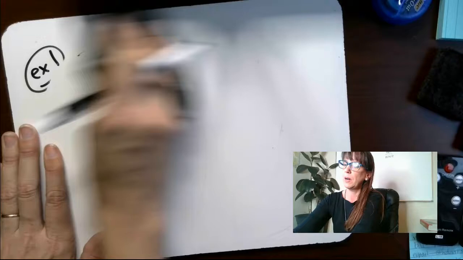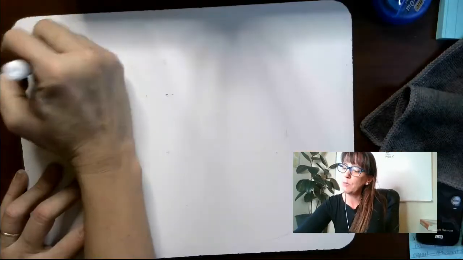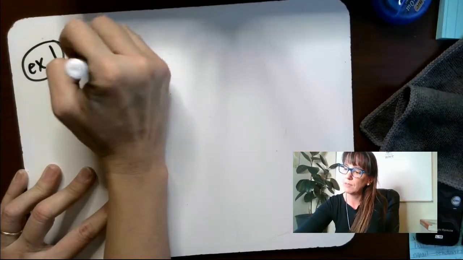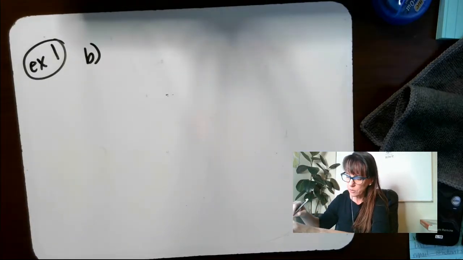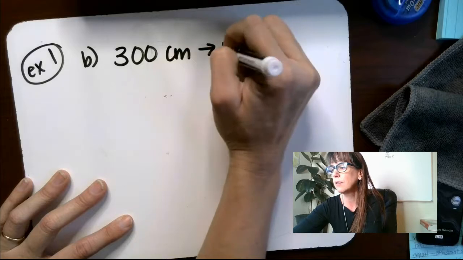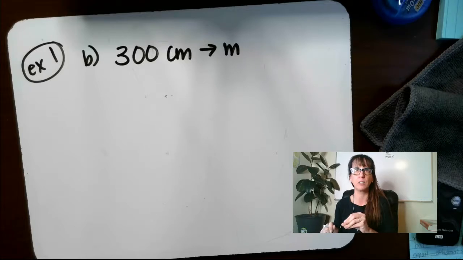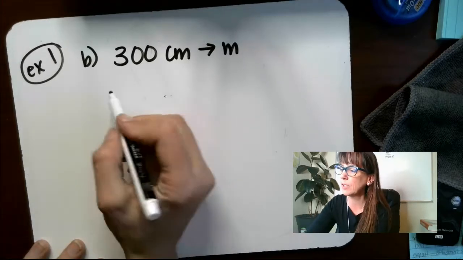Let's do another one. Oh, I'm sorry, we're still on example number 1. I jumped around because I have my kid here today. Example 1 is B. That's why I was using A. 300 centimeters is how many meters? Well, we know that there are 100 centimeters in every meter, right?